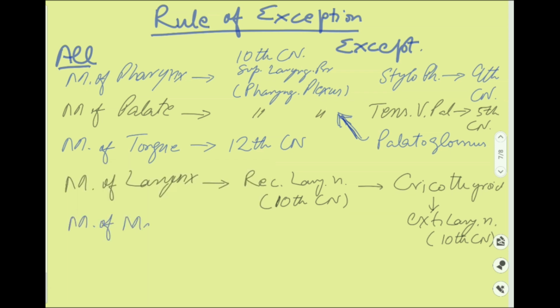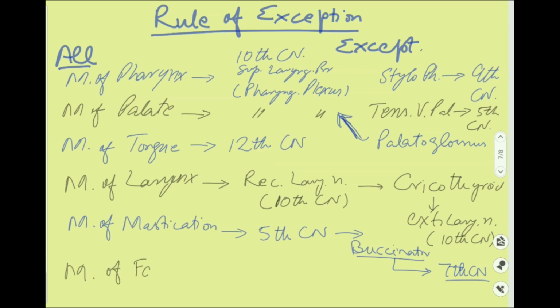All the muscles of mastication will be supplied by the 5th cranial nerve except the buccinator, which is supplied by the 7th cranial nerve. Buccinator has got a role in mastication. All the muscles of facial expression are derived from arch 2 and will be supplied by cranial nerve number 7 except levator palpebrae superioris, which is supplied by cranial nerve number 3, which also delivers sympathetic input to the smooth part of that muscle.